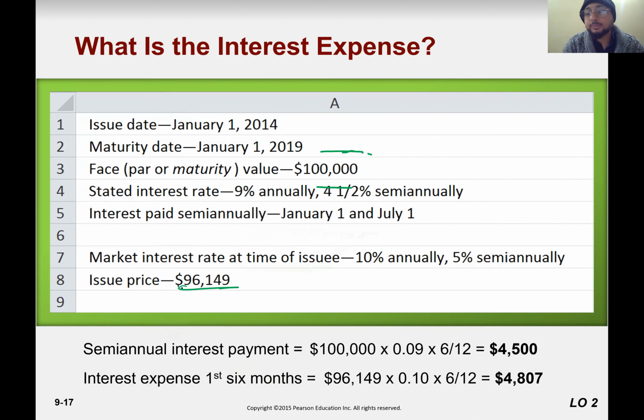So what did you notice here? In case of discount, interest expense is greater than interest payment. See, 4,800 approximately is greater than 4,500, right? Here we go.